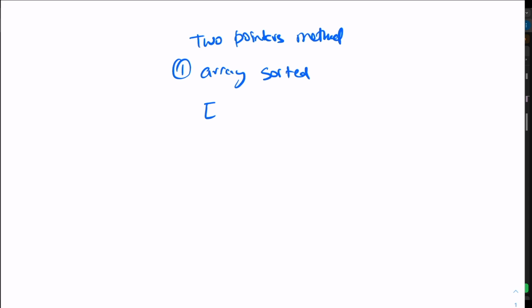Okay, so to understand the two pointers method, we need to take care of a few things. First of all, the array should be sorted. So let's say we have a sorted array 1, 2, 3, 4, and 5, and we have a target of 7. Let's call it nums. In the two pointers method, we will have two pointers. Let's call them left and right. So we need to find a pair whose sum is less than 7.